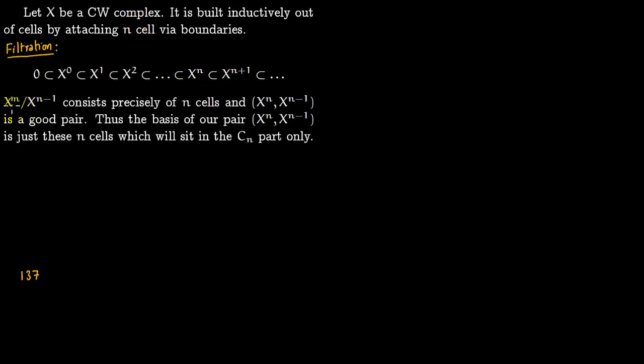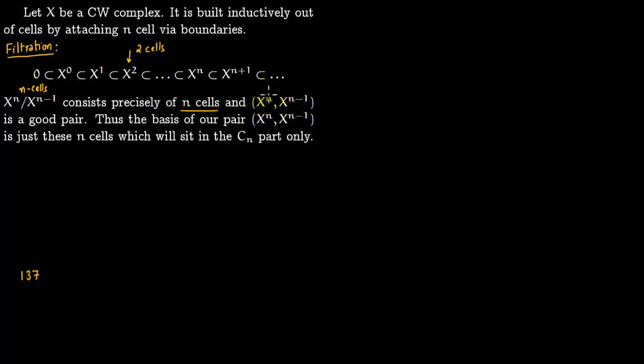Now if you mod out X_{n-1} from X_n, what you have is just the n cells left. Because at every stage, for example at X2, in the mixture you just added 2 cells. All the 0 cells and 1 cells are contained before it. So X1 contains the 0 cells and 1 cells. If you do X2 modulo X1, the only thing you have left is 2 cells. Similarly, if you mod out X_{n-1} from X_n, this will consist precisely of n cells.